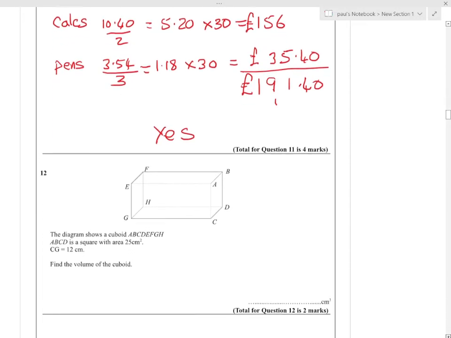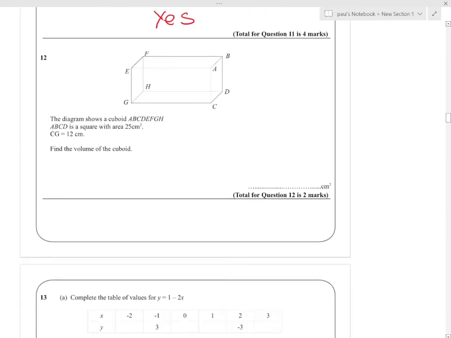Now we've got a shape. The diagram shows a cuboid. Yes, ABCD is a square. ABCD is a square with sides of 25 centimetres. Whoops, cuboid. Find the volume. CG is 12. So the volume is the height times the width times the length.